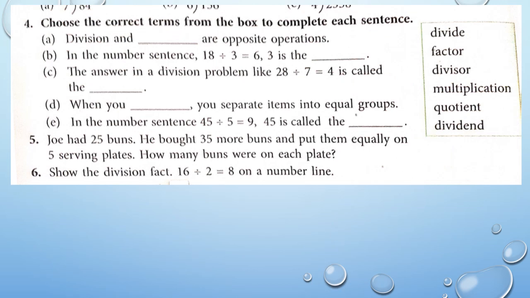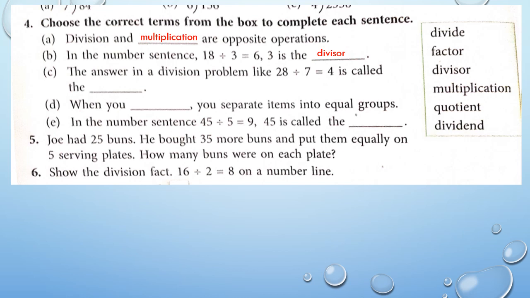Choose the correct terms from the box to complete each sentence. Division and dash are opposite operations. Now here all the words are given. We have to choose the correct terms to fill in the blanks, right? So the correct term is multiplication. In the number sentence, 18 divided by 3 is equal to 6. Now what do we call 3 here? Correct, 3 is the divisor.